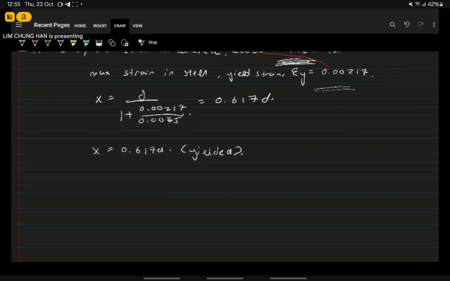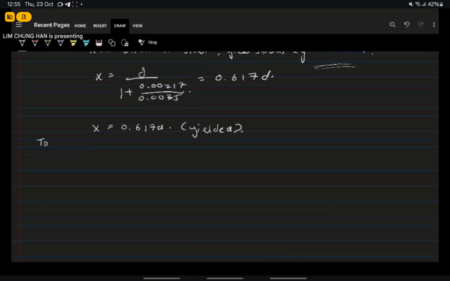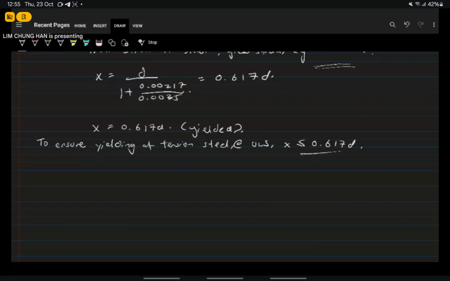Therefore, to ensure yielding of tension steel at ULS, we have to always make sure x is less than or equal to 0.617d. This is the point of this formula. Remember this formula as well.